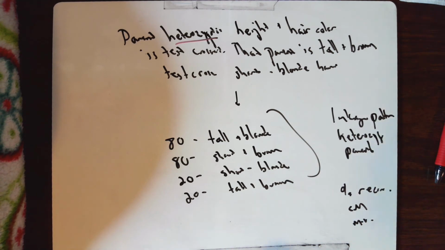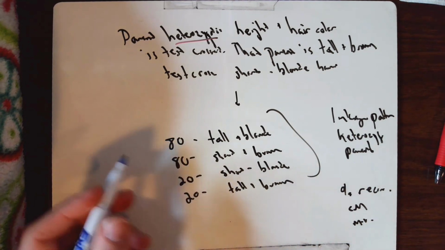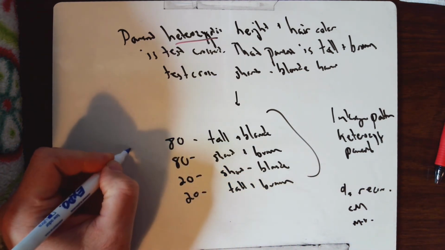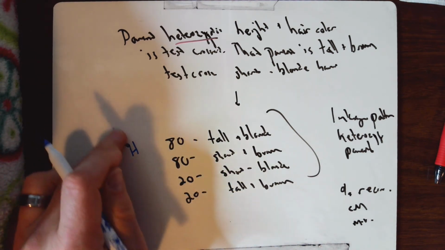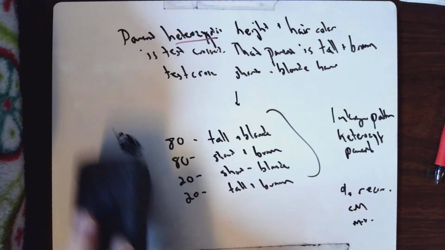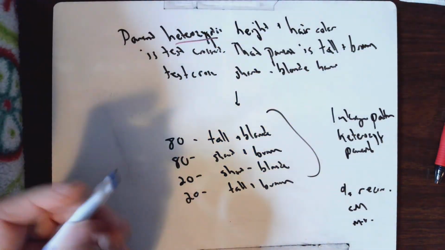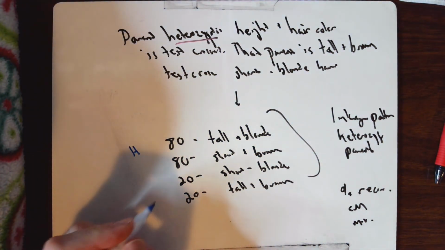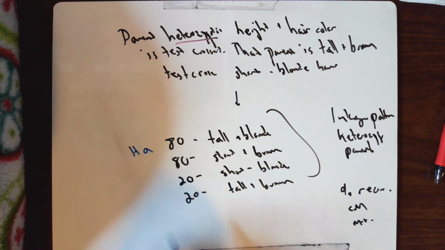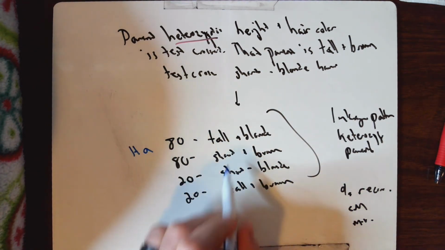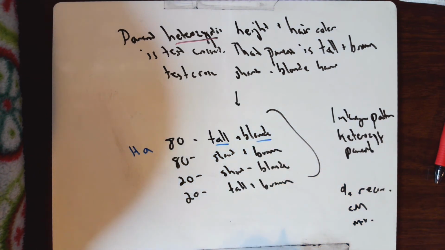I want to get away from the words. I want to think in genetic notation. In other words, I'm going to start saying that for the height gene, we have dominance here, and for the hair color gene, I guess I'll just use A. For the hair color gene, we have recessivity, right? We've got the tall trait here and the recessive trait here.